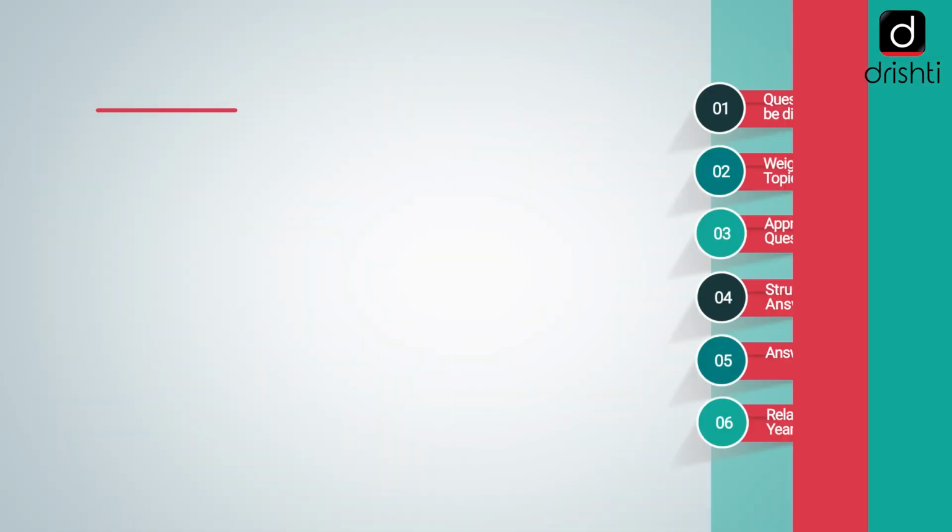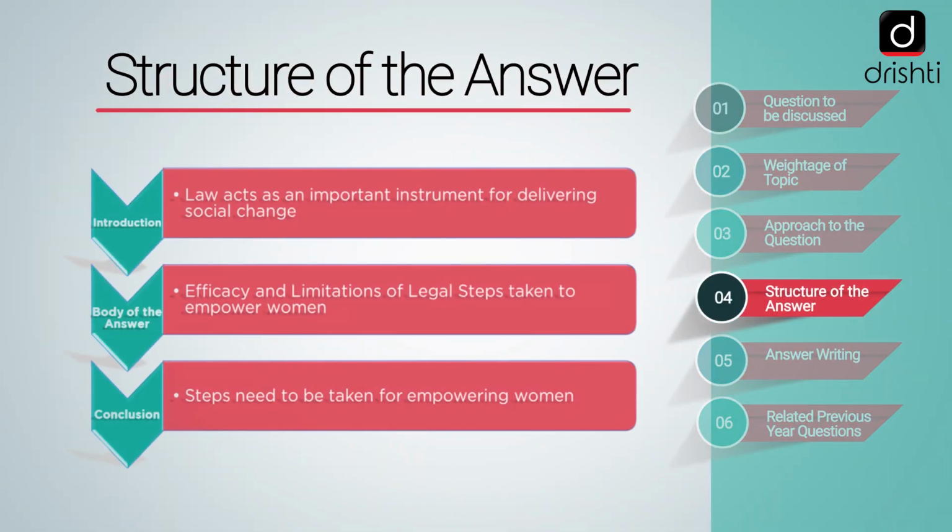Moving towards how to structure the answer. The first part of the answer will be the introduction of the answer, which will include a brief discussion on how law can bring social transformation. The second part of the answer, that is the body of the answer, will include examples where law has been successful or unsuccessful in empowering women. Lastly, in our conclusion, we will sum up our answer by suggesting steps that need to be taken for empowering women.